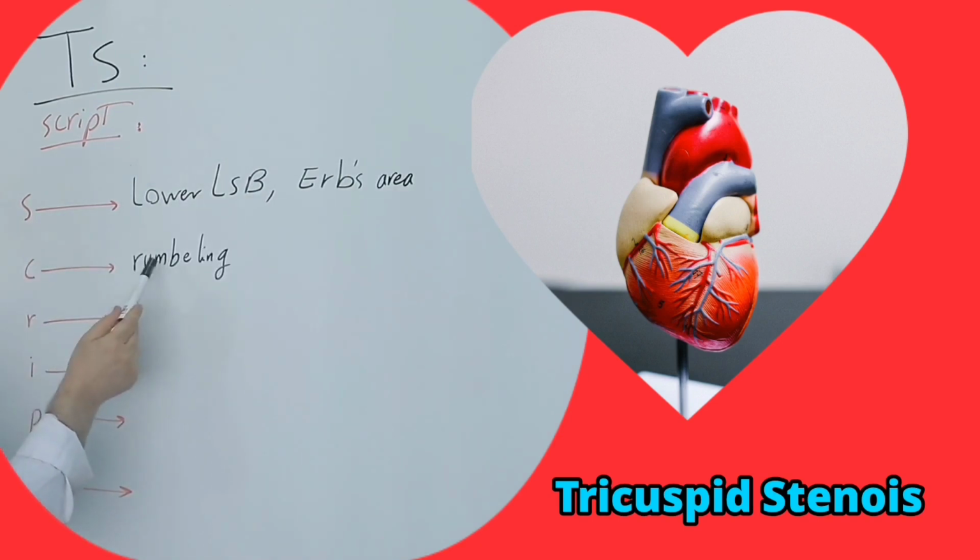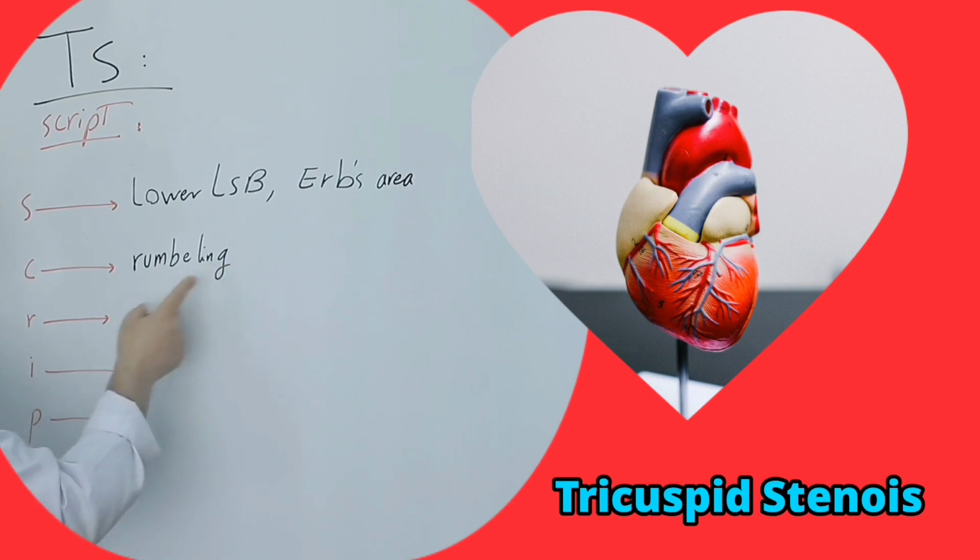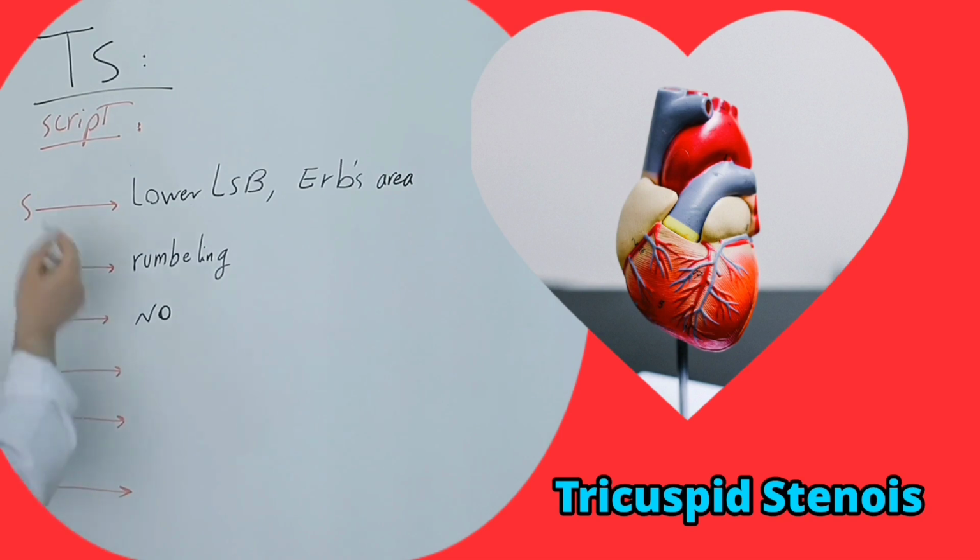C stands for character. The murmur from TS has a rumbling quality, meaning it sounds like grating or like dragging a fingernail across a hard surface. R stands for radiation. Because the murmur from TS is usually very faint, it typically doesn't radiate anywhere.